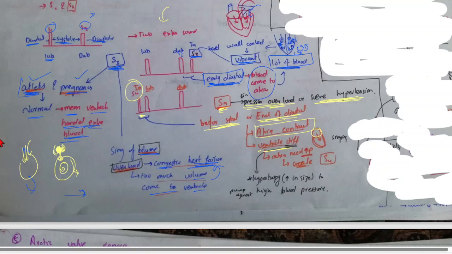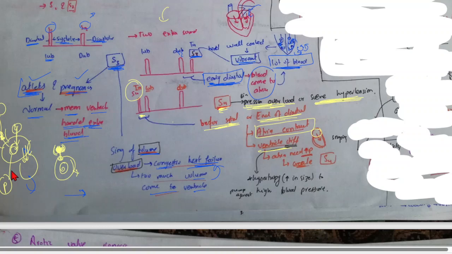For example, if this is the aorta, this is the ventricle and this is the atria, blood comes to the ventricle. Now more blood needs to come from the atria, so the atria start contracting and create a high pressure, and in the aorta there is more pressure. So in severe hypertension, or pressure overload, the S4 sound is heard.